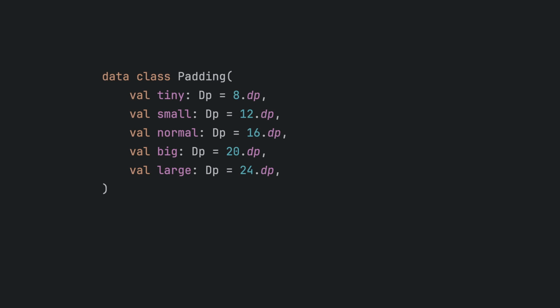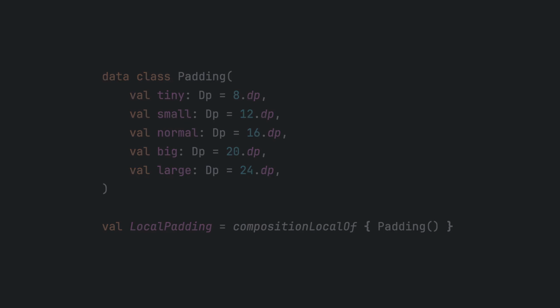Now let's take a look at defining a composition local. Here's our padding data class. It defines various padding sizes like tiny, small, normal, and so on. We then create a composition local named LocalPadding and initialize it with a default instance of Padding. This ensures that we always have padding values to fall back on.